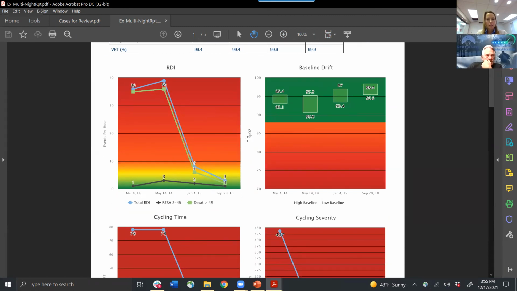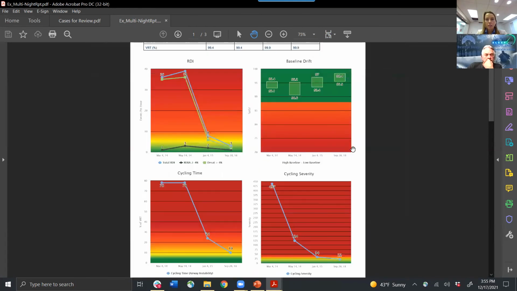But what we'll find when we look at the entire report is that although the RDI increased on the second night, when we look at the cycling severity, the severity of the events that the patient was having drastically decreased. So even though they had a slight increase in the RDI, the severity of those events was far less severe than at that first night.